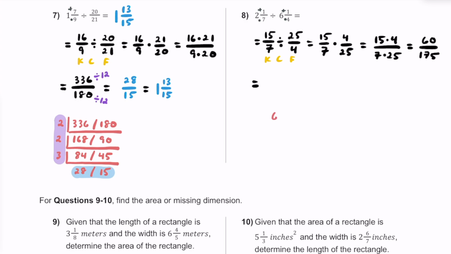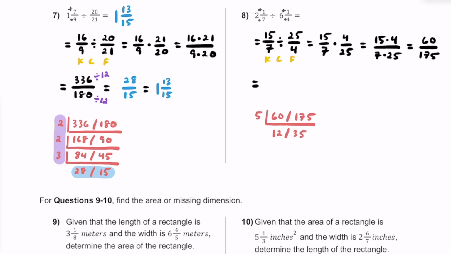All right, I definitely think we can simplify this just because 60 and 175 both end in either 0 or 5, so we know we can divide them both by 5, right? So 5 into 60 is going to be 12, and if we take the 175 and divide that by 5, that is going to be 35.